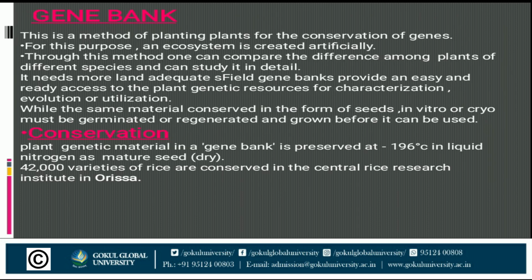Now we discuss gene bank. This is a method of planning for the conservation of genes. For this purpose, an ecosystem is treated artificially. Through this method, one can compare the differences among plants of different species and can study them in detail.